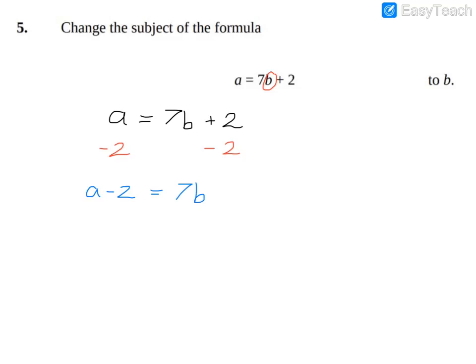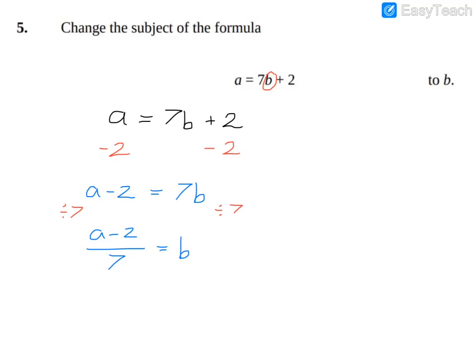7b, good. Now I want to make b the subject, so I don't want 7 b's. I'm going to get rid of this 7. How do I get rid of 7 multiplied by b? I'm going to divide by that 7. Divide by 7 on the right, divide by 7 on the left. And again, I'm going to write this on the left as a minus 2 over 7, like that. And that's going to equal b on the right-hand side.